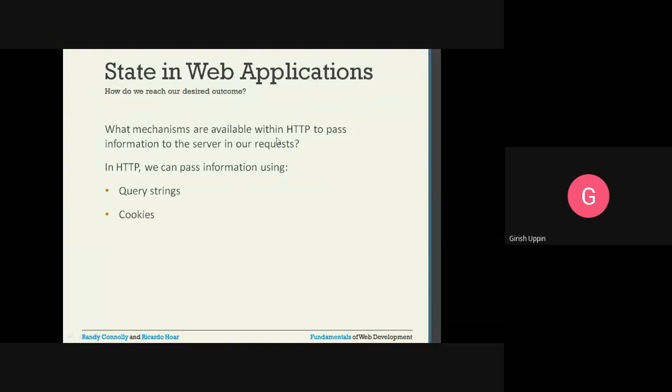Okay, so how do we reach our desired outcome? What mechanisms are available within HTTP to pass information to the server in our request? In HTTP we can pass information using either query strings or cookies. Query strings, we have already seen when making a certain request. We can send the query string either as a part of the URL or as a part of the HTTP header. So in the case of a GET, it would be a part of the URL. In the case of a POST request, it would be a part of the header.